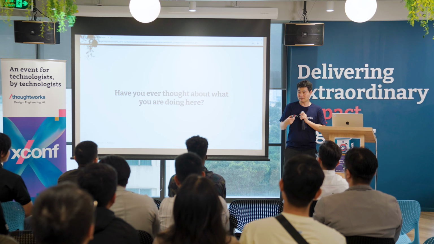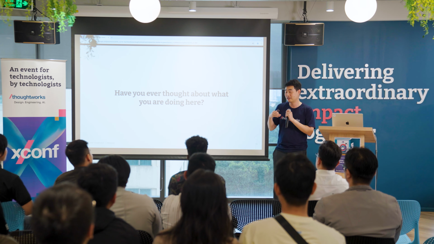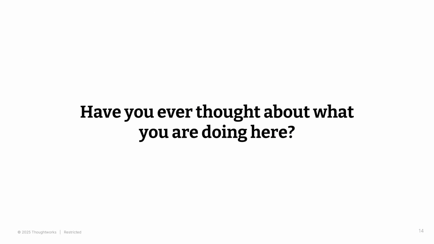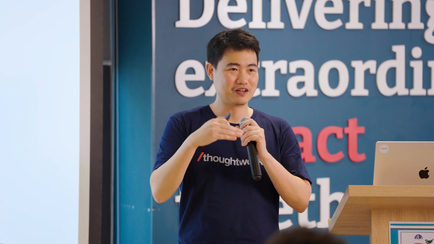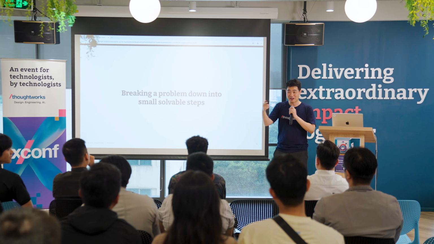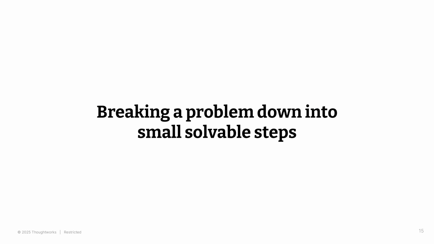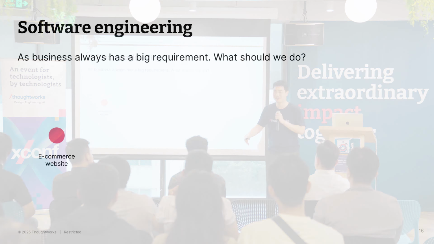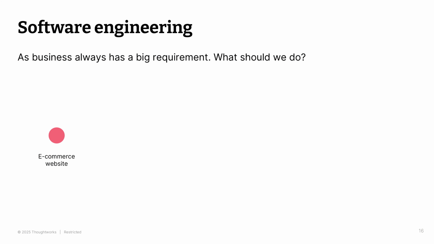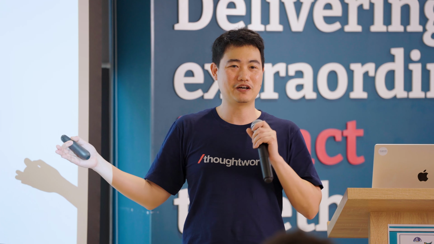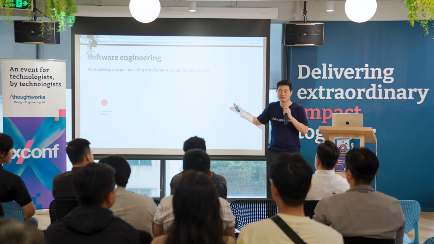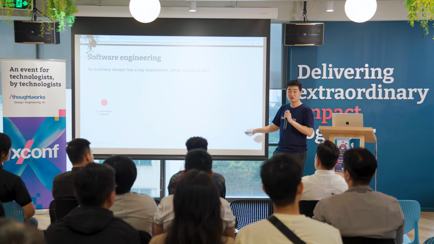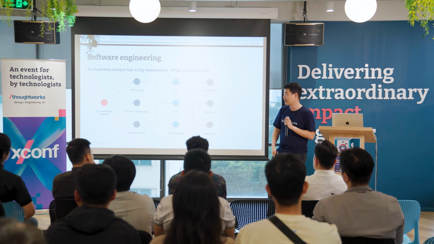But I think sometimes we go through this cycle without actually reflecting on what's happening. Have you ever thought about what we are really doing here? By complaining, we are actually breaking the problem down into smaller, solvable steps. Even before the AI world, when you have a big request, like your client comes in and says I want a new e-commerce website, a new engineering platform, anything, what do you need to do first? You need to break it down, right?